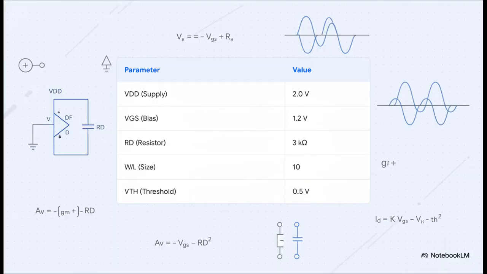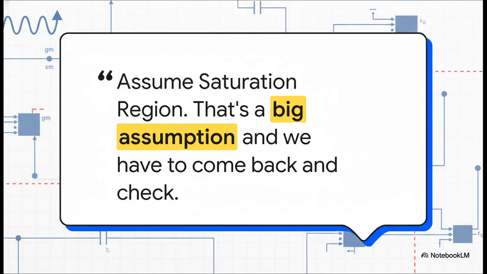Okay, enough theory. Let's ground this with a real example and plug in some numbers. We've got a 2-volt supply, a 3 kilo-ohm resistor, and a pre-standard transistor. Let's see what happens. So, here's that crucial step I mentioned. We have to assume the transistor is in its saturation region. That's just the fancy term for the mode where it actually acts like an amplifier. If it's not in this region, it's basically just a switch, and all our calculations are totally worthless. So we make the assumption now, but we've got to circle back and check it.